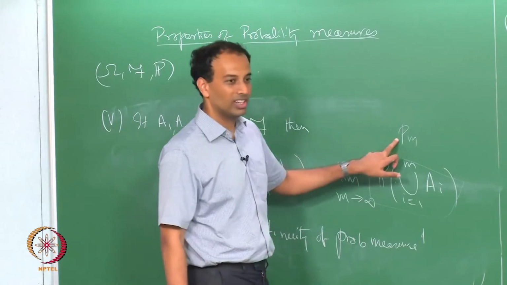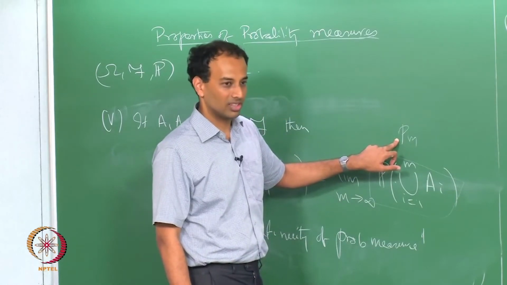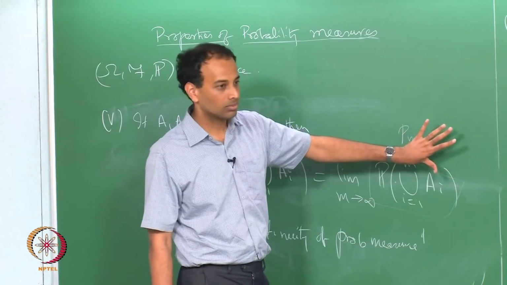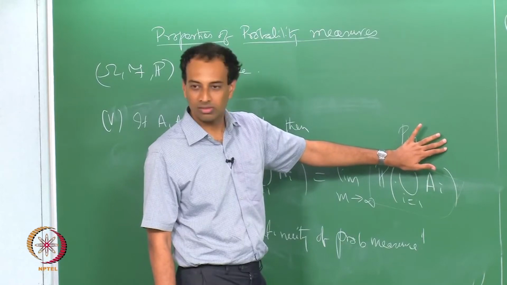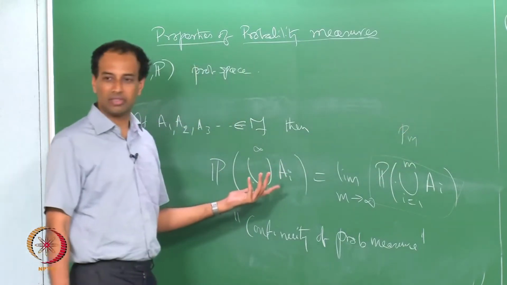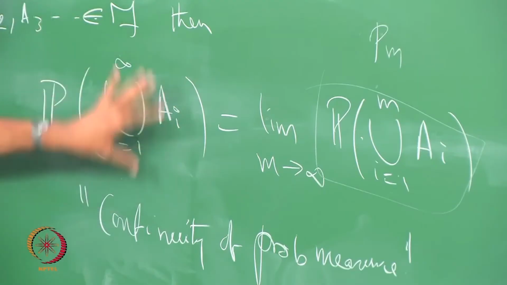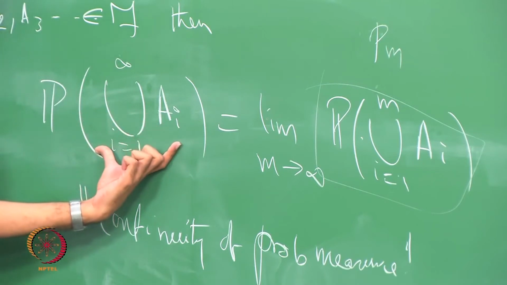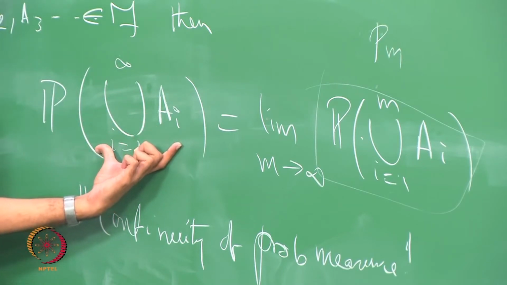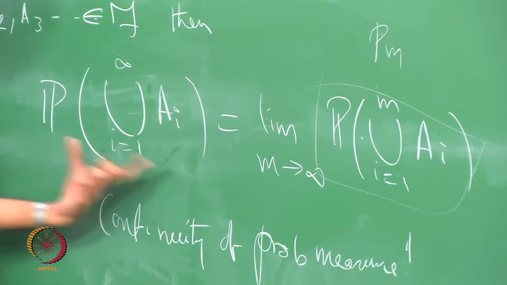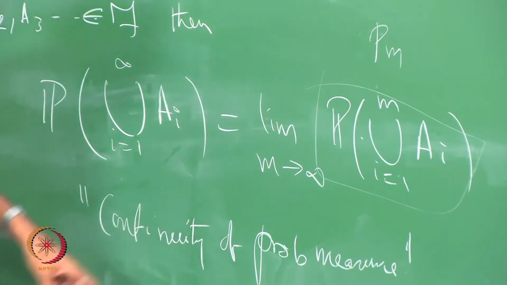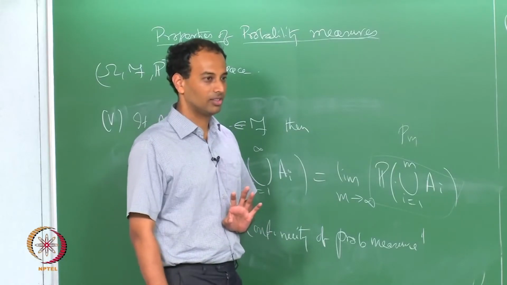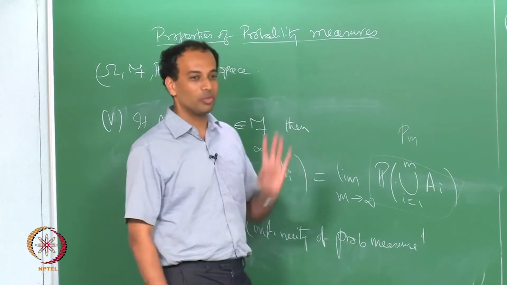So, the PMs are a monotonically increasing sequence. The limit of a monotonically increasing sequence has to exist, it has to converge. So, this right hand limit exists as some real number, and the left hand side is of course well defined. It is the probability of this countably infinite union, which exists because this is an element of the sigma algebra. So, this property is saying that this well defined number is equal to some other limit which is also well defined, but it is by no means obvious why they are equal.